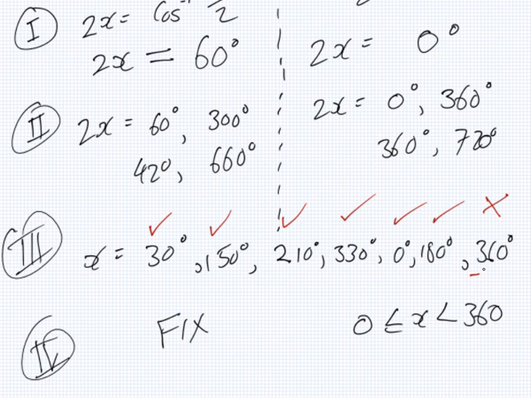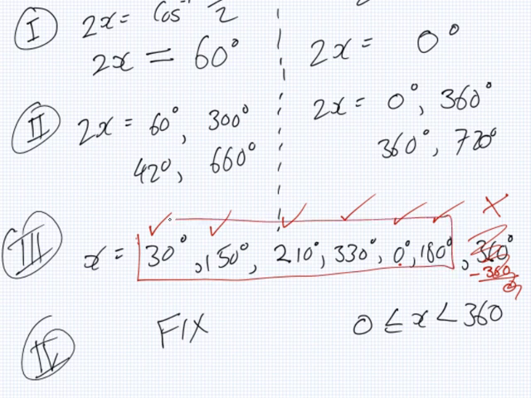Minus 360, and what do I have? 0, which I already have. So I can cancel this. These are all the answers.